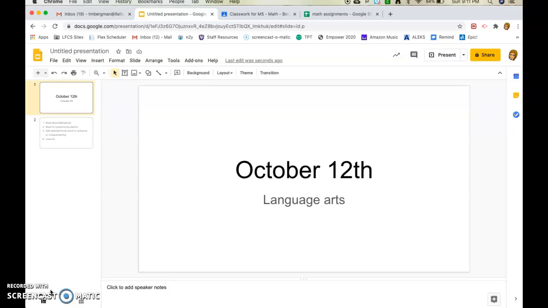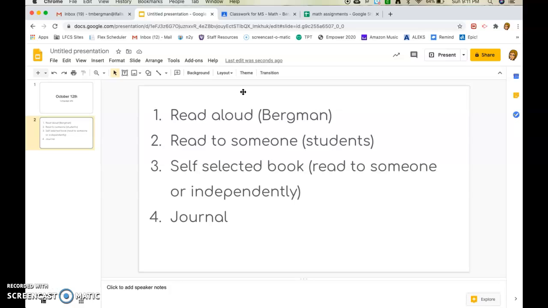Hello, we are going to go through the expectations for language arts today. Today will be October 12th, and for language arts, this is what we're going to be doing. We're going to kick off with a read aloud that I will do for you. I'm going to read the first chapter of our new story.